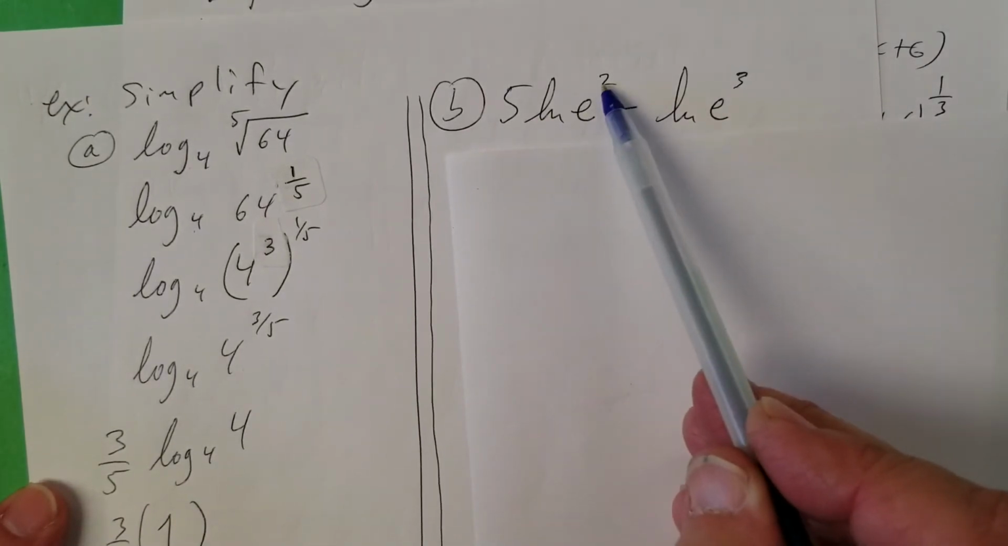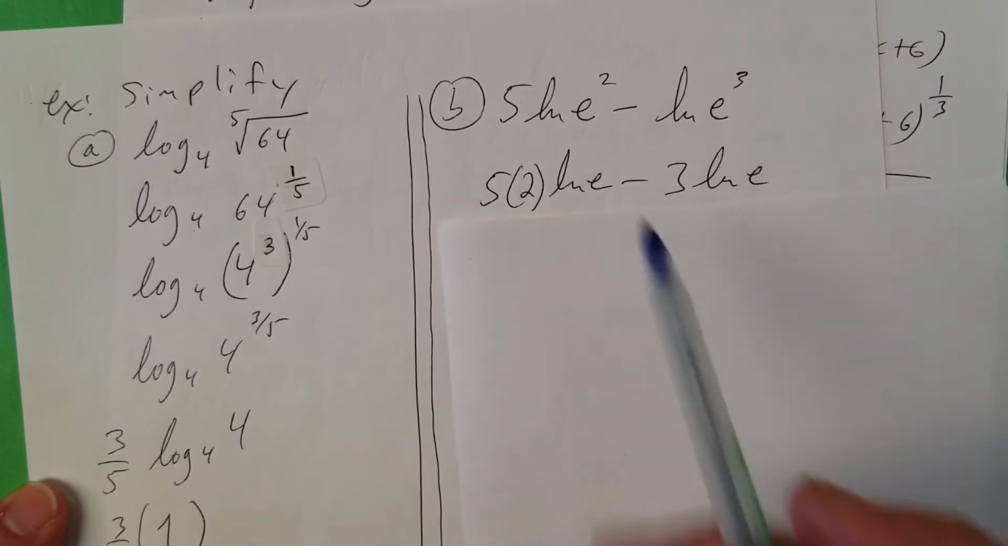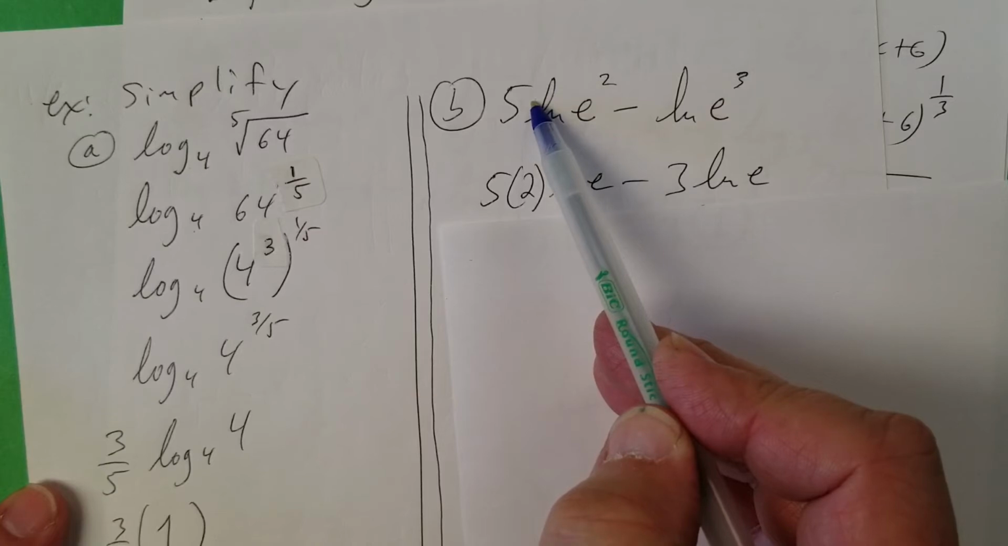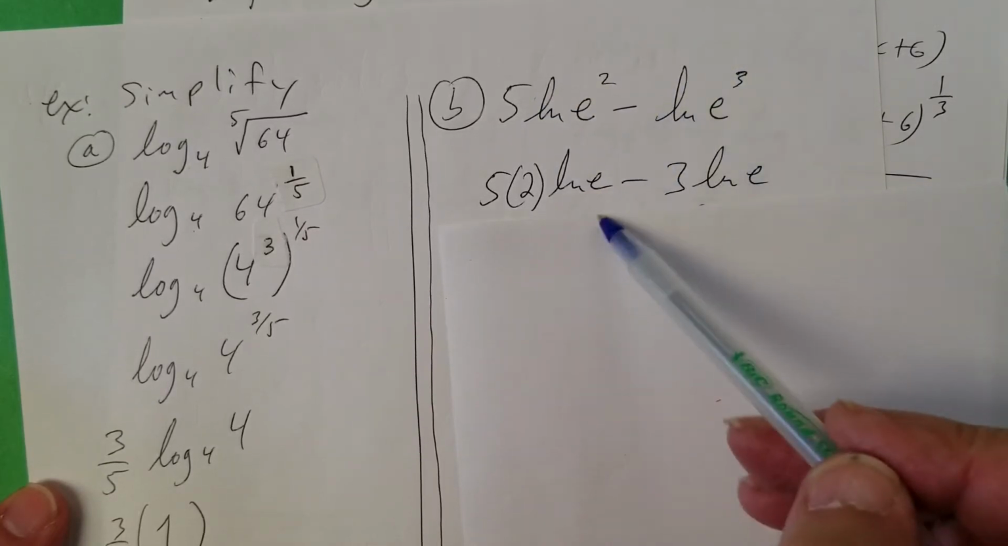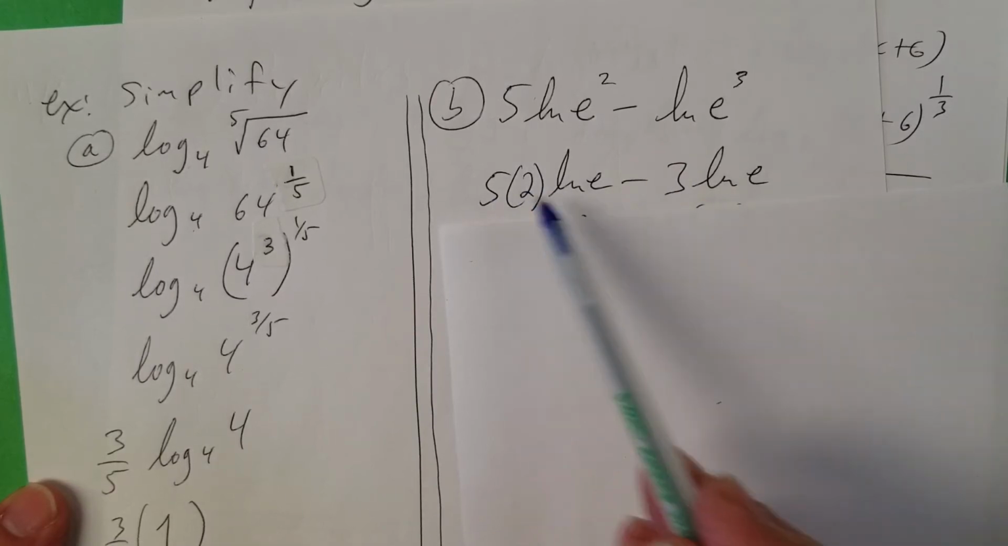5 ln e squared minus ln e to the 3rd. Well, if we use the properties, the 2 comes down here, the 3 comes down here. So that's how I got this. Right? So this is 10, this is 3.